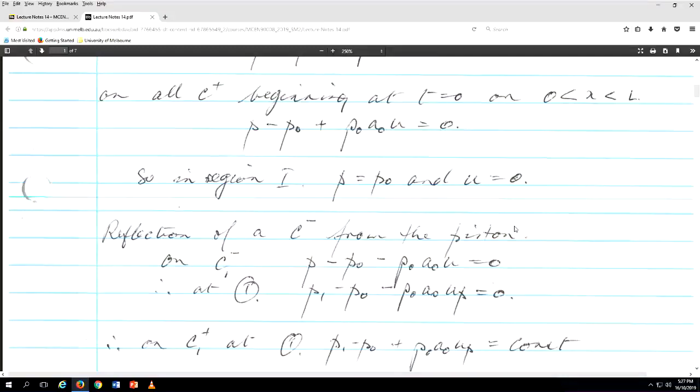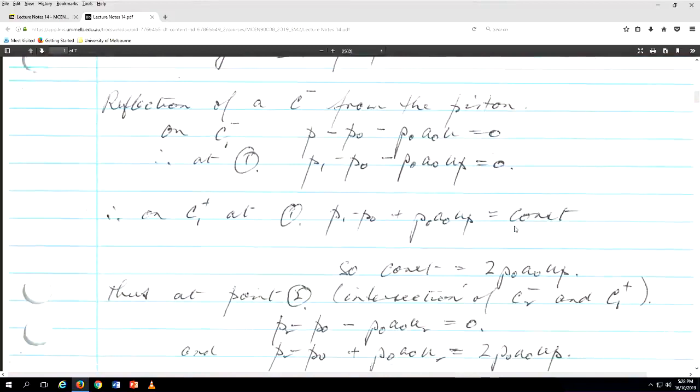So on the C1 plus that goes through 1, P1 minus P naught plus rho naught A naught U, and U is equal to UP at the piston, will be a constant. So I can work out what that constant is. P1 minus P naught will be rho naught A naught UP. So the constant will be 2 rho naught A naught UP. So the constant is 2 rho naught A naught UP.